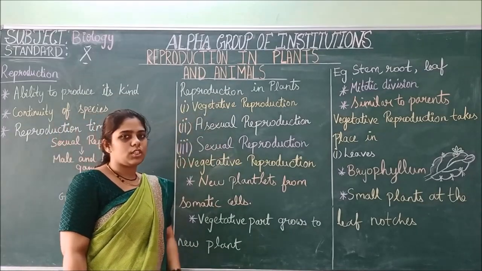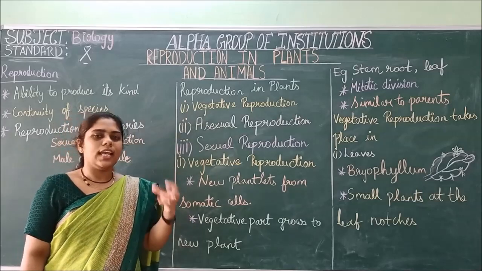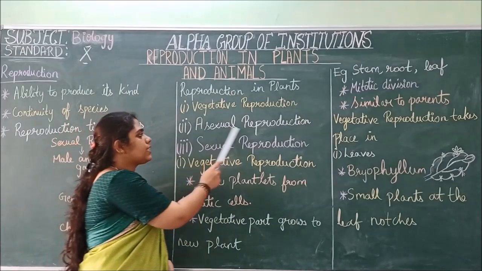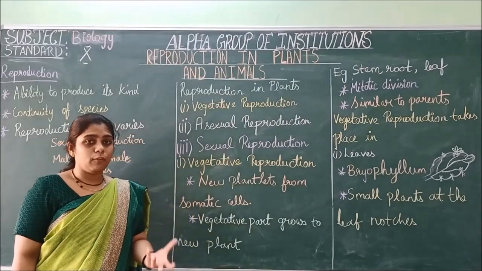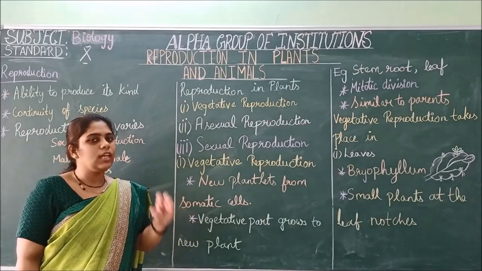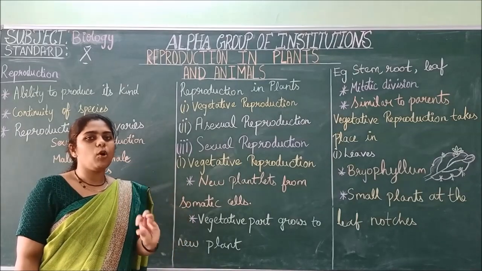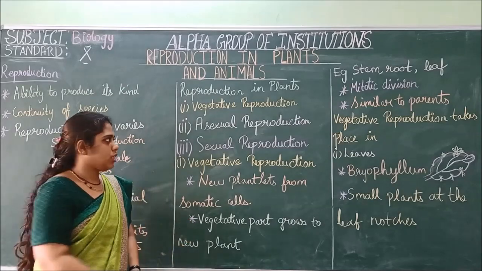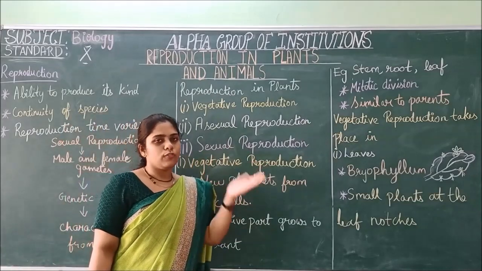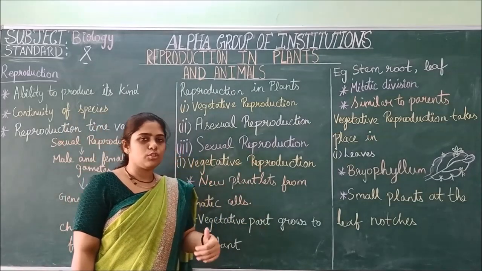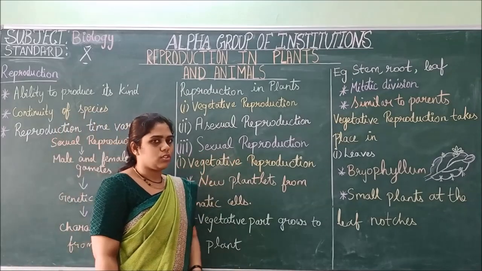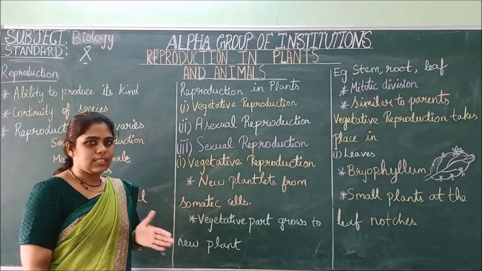Vegetative reproduction means that from the vegetative parts like the root, the stem and the leaves, a new plant will be produced. Asexual reproduction means that with the help of spores, no gametes will be there, only a single parent will be responsible for the reproduction. So that is asexual reproduction. Sexual reproduction means, as you know, fusion of male and female gametes to form a new organism or zygote. So we will see how it happens in detail.